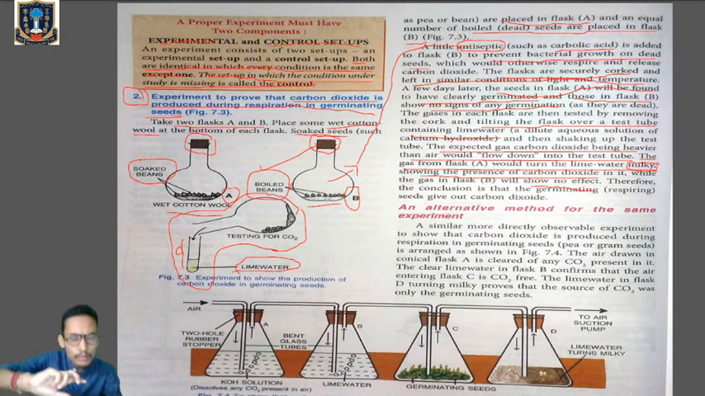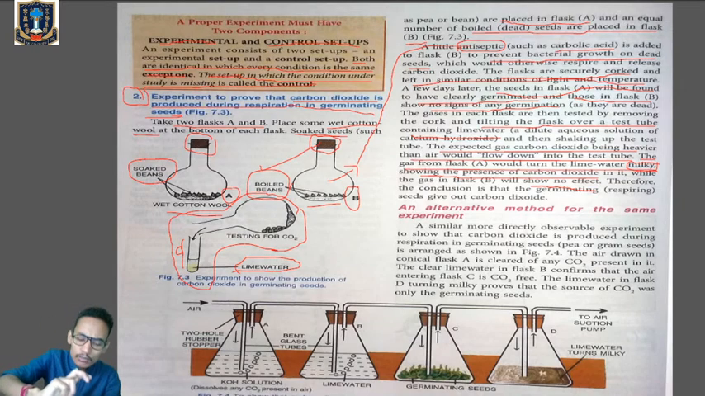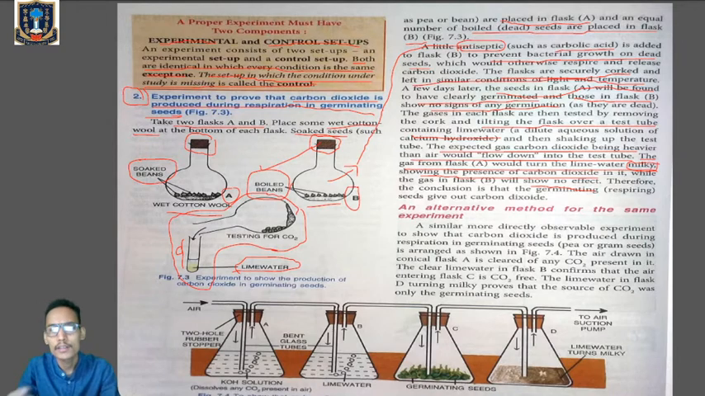So when the lime water turns milky, it proves that carbon dioxide is released by the germinating seeds due to the process of respiration. But when we open the cork of flask B and put it into the test tube containing lime water, there will be no change or no effect on the lime water. We saw that there is no carbon dioxide. So this experiment proved that carbon dioxide is being produced by the germinating seeds during respiration.